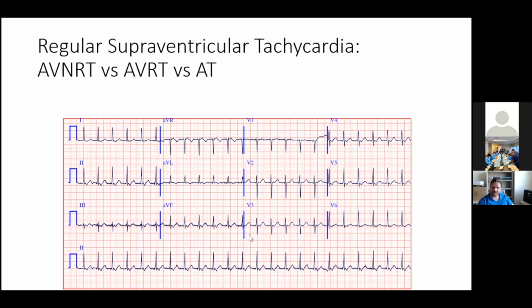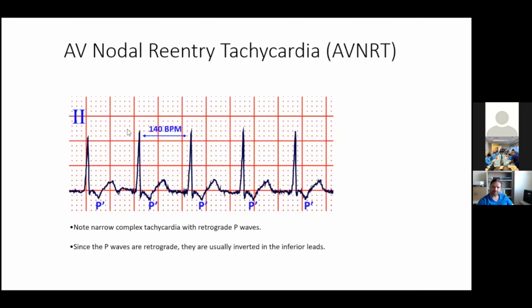So for example, here, the P wave is much closer to the QRS afterwards. So this would be a short RP tachycardia, which is going to decrease the likelihood of AT, but doesn't definitively give a diagnosis of one versus the other. AV nodal reentrant tachycardia typically is a narrow complex tachycardia with retrograde P waves. Normally inferior leads will have these inverted P waves because they're moving away. Additionally, the P waves will be narrower than the sinus P wave.